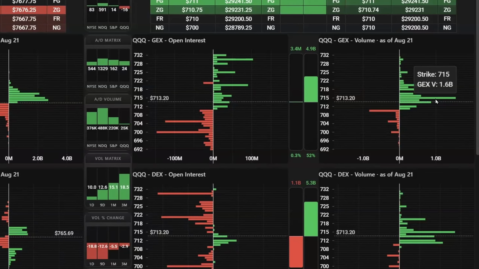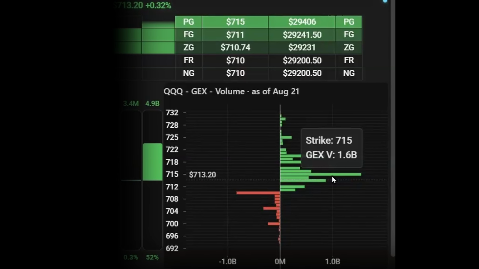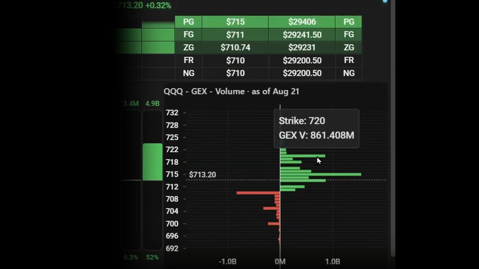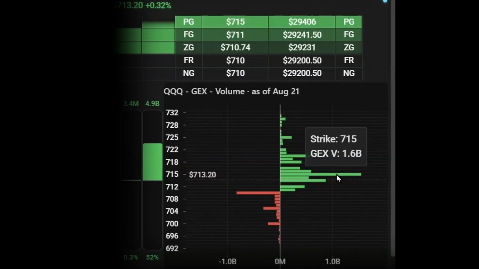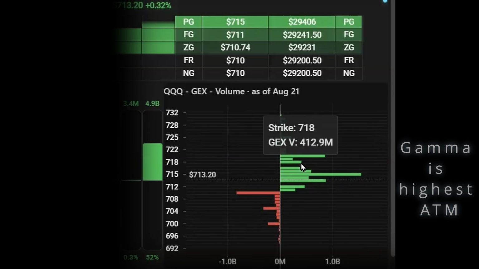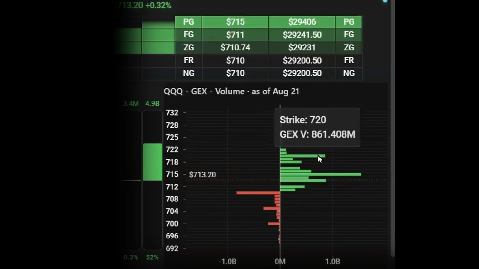So $715. I don't like that this strike is more than half the size of PG already. Because if we move up, the 715 strike is going to shrink and the 720 is going to grow. Now, once we get a dollar or two above, I would really expect 720 to become the PG level.